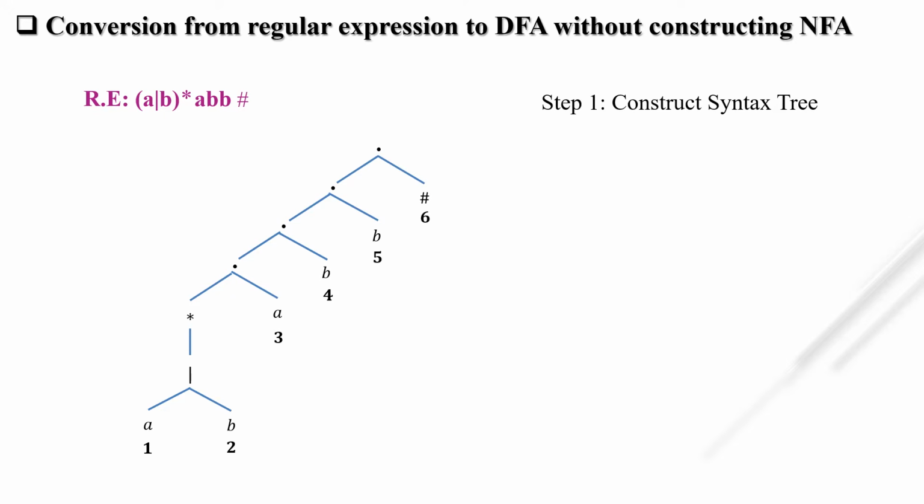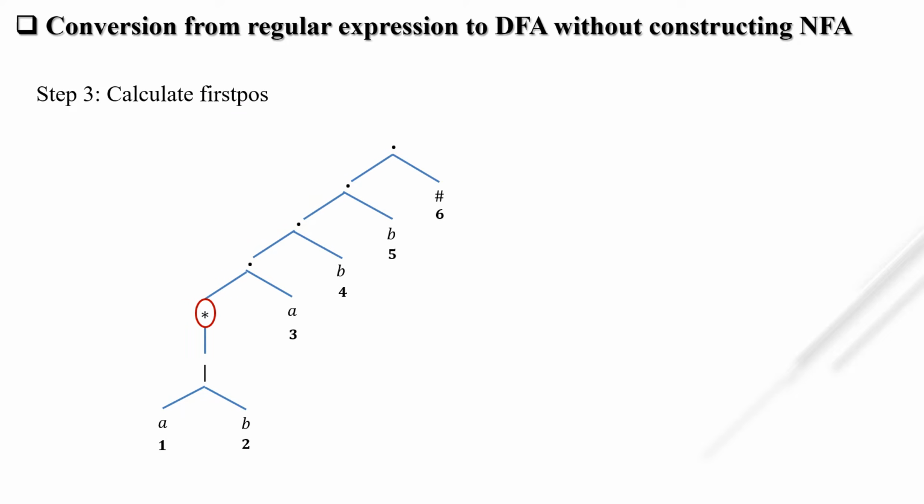Okay, then we have to detect the nullable operator. What is the nullable operator here? Which is the nullable operator? This star. Why is it called nullable? Because the empty string is also there in the Kleene closure.